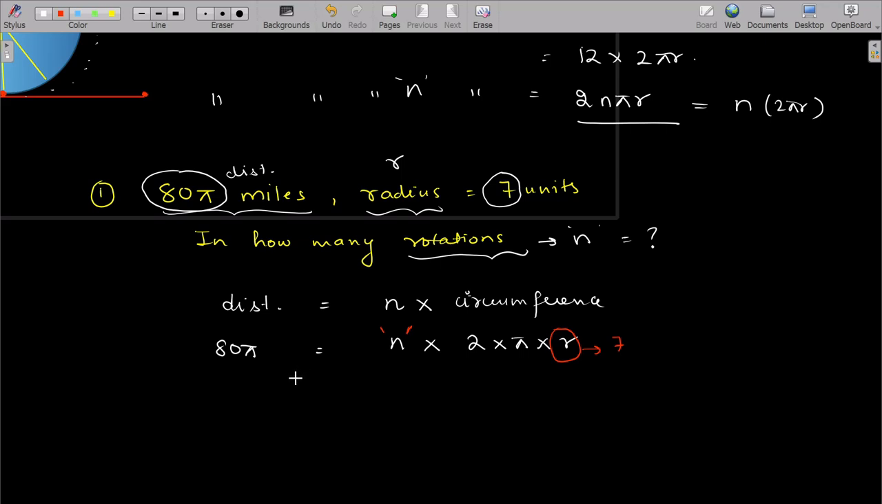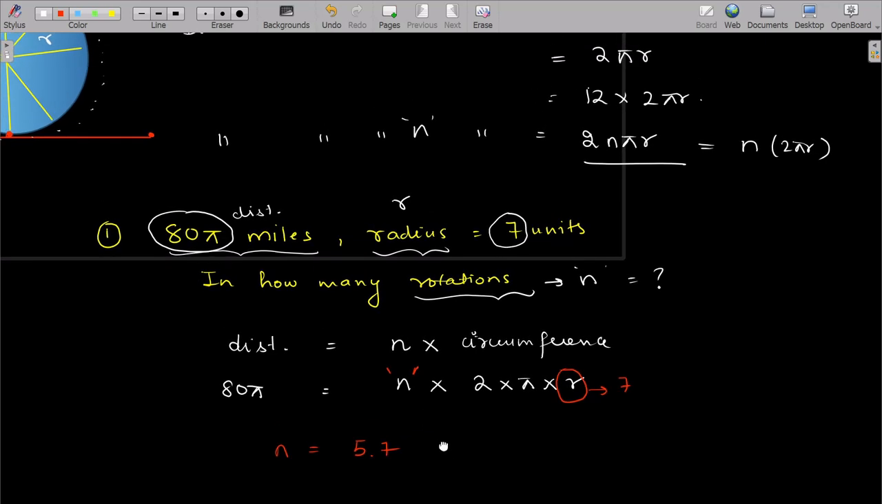Okay, the fraction was 40 over 7? It was 80 over 14. Okay, it's correct. 80 over 14, if you simplify it, you'll get 40 over 7, and n is going to be 5.7. So that's correct.